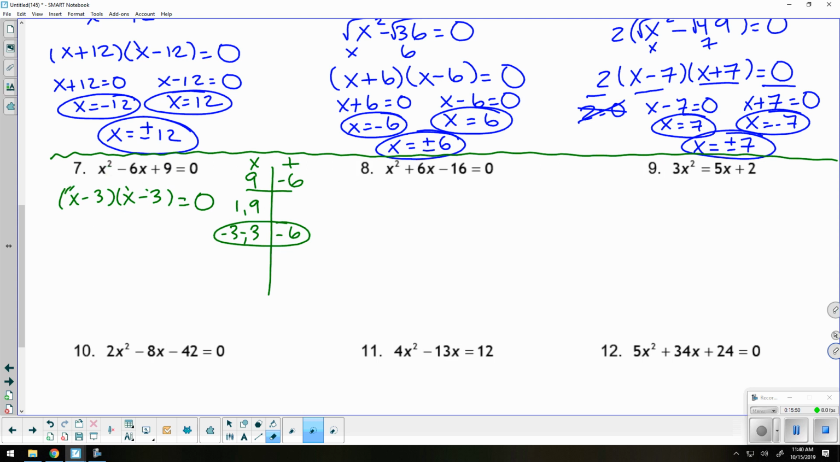Now, solving it: set each binomial equal to 0, but you're going to basically get the same answer twice. You add 3 to both sides, you get 3. Add 3 to both sides, you get 3. So either way, your answer is just going to be 3.